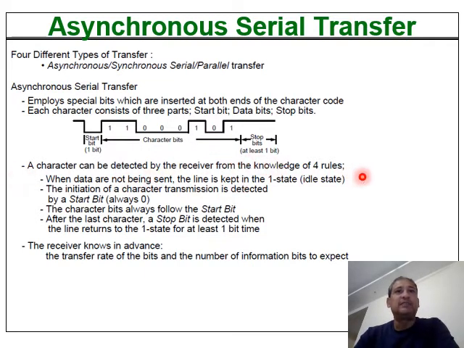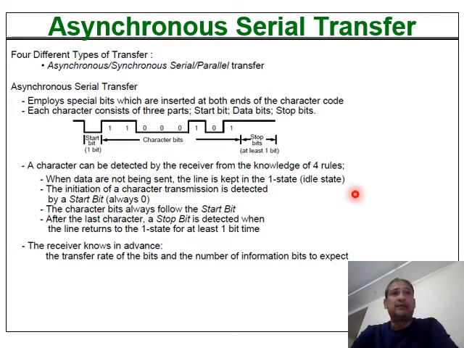Now the character can be received by the receiver by knowing these four rules. Number one, when the data is not being sent, the line is kept at the one state, which, as I've already told you, is the idle state. The initiation of the character transmission is detected by a start bit, which is always a 0. So my line is at an idle state, that is a one state, and as soon as I get a 0, I know that a new character is starting. It is followed by the character bits. The number of bits that make up a character has to be finalized between the source and the destination beforehand. Then they are followed by two 1 bits which make up the stop bits.